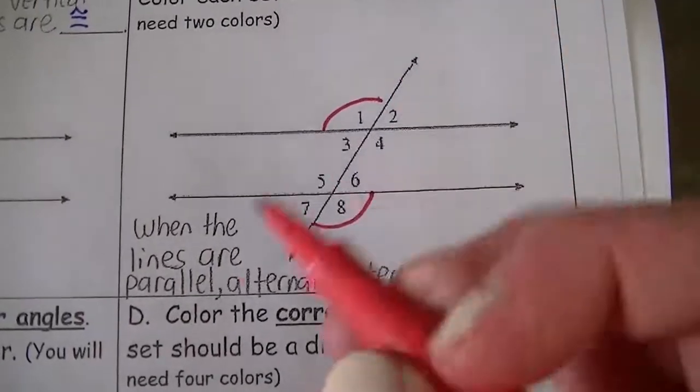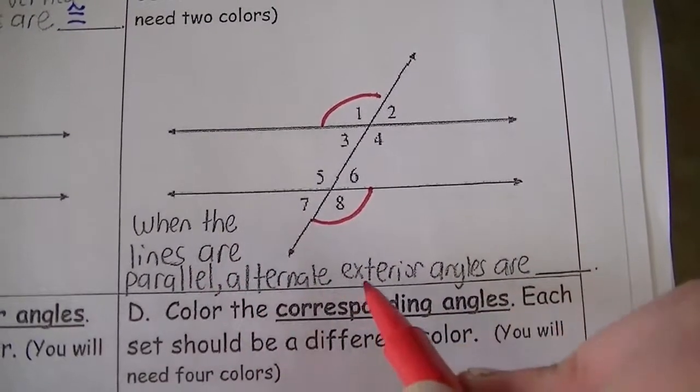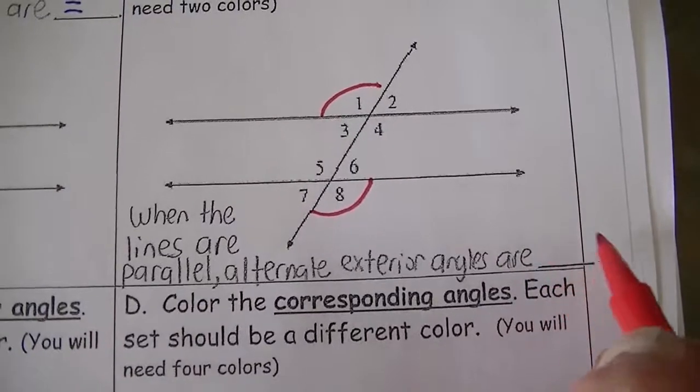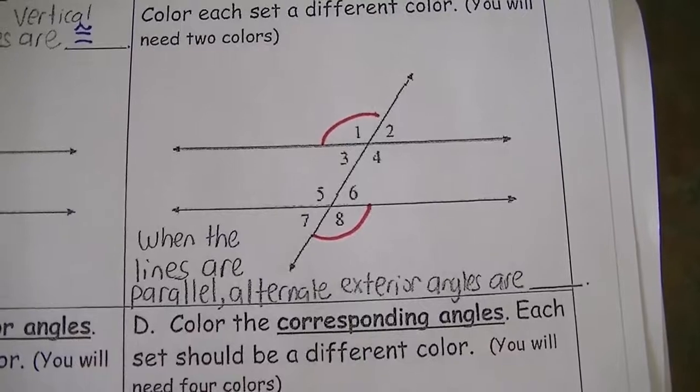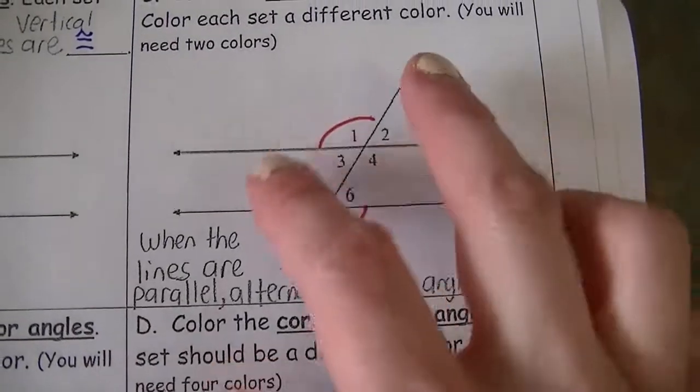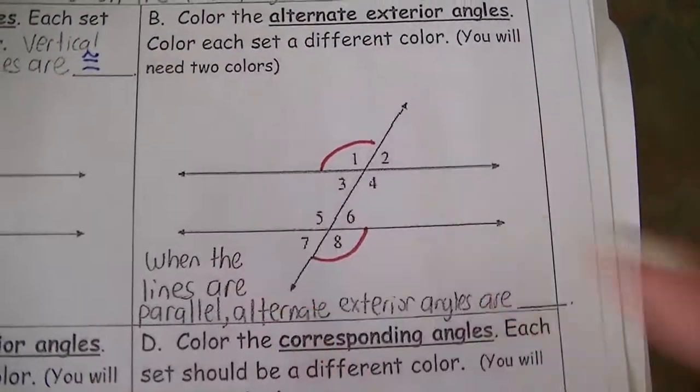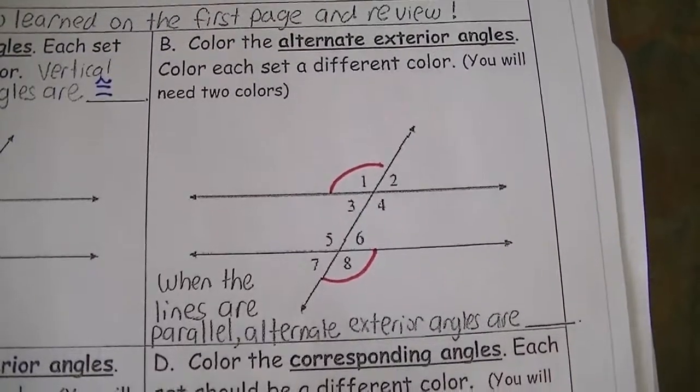But I want you to fill this out. When the lines are parallel, alternate exterior angles are what? We just talked about it on the front page. So if you don't remember, please turn back to the front page and finish that sentence, in addition to showing me the other alternate exterior angles.